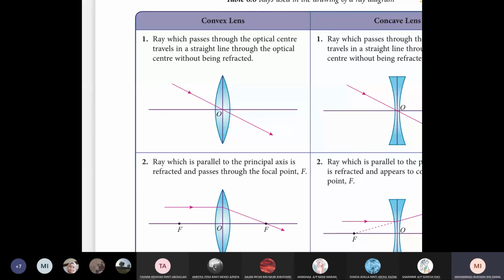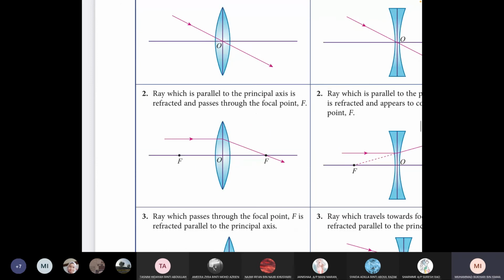When light passes through the center of the lens, or we call it the optical center, there is no refraction. The light will move straight on. The light is in a straight line. That is the first rule.